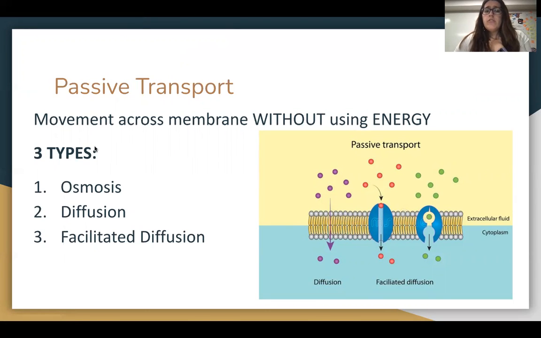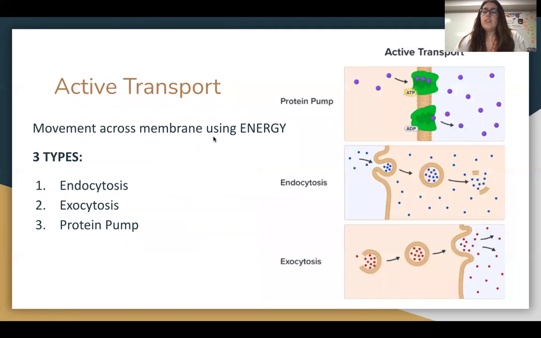transport. So there's three different types for passive. So this is the without energy: osmosis, diffusion, facilitated diffusion. The two that you will be learning about today are diffusion and facilitated diffusion. Osmosis, we will learn together as a class when you come back, or when I come back. So about those, and then active, the one that uses movement across the membrane with energy.